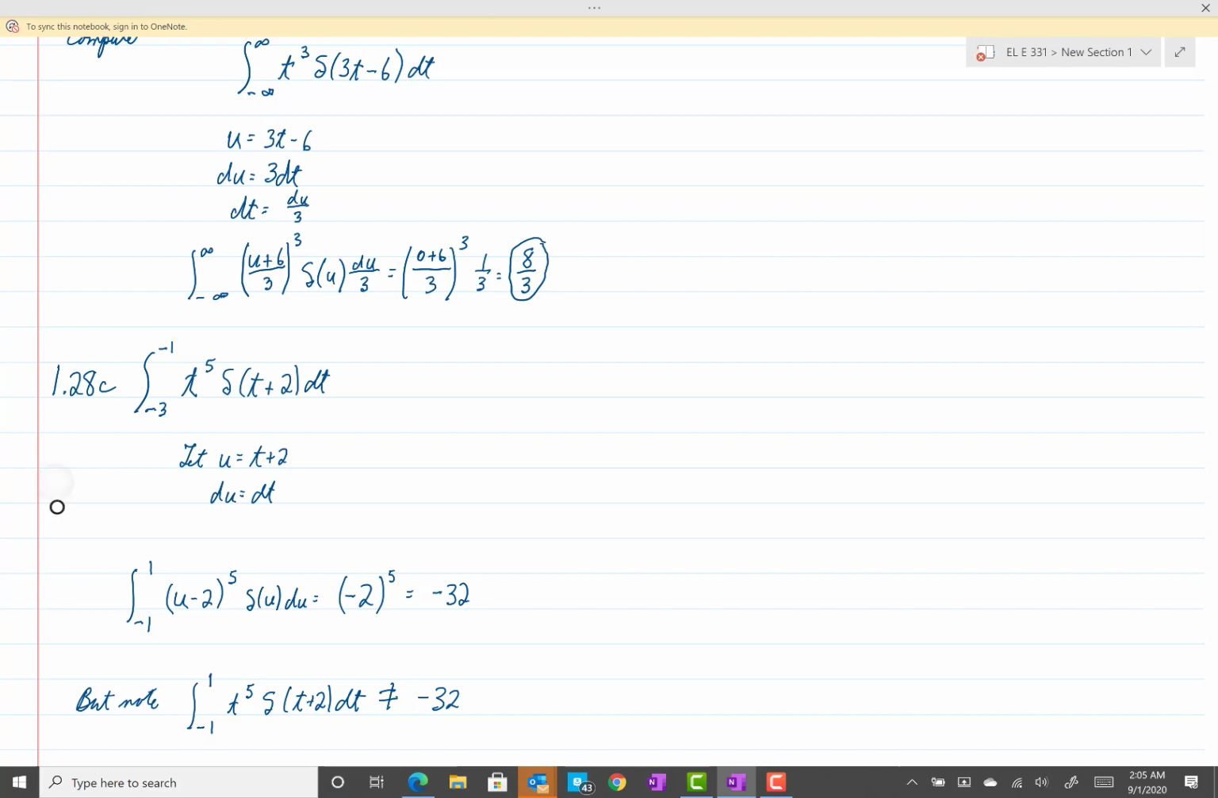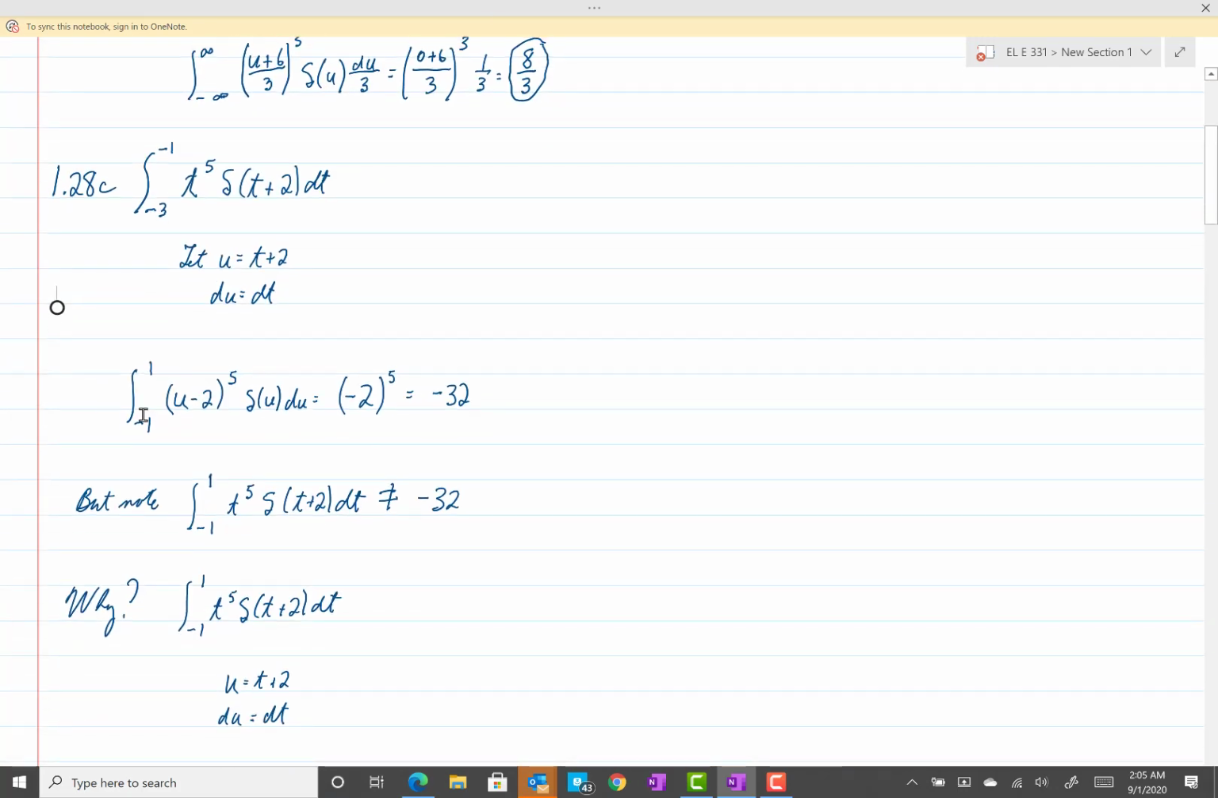But note here that if our original integral had been this, if we had been asked to find the integral from -1 to 1 of t to the 5th delta of t plus 2 dt, so that's exactly the same integral as up here, but the limits are a little bit different, well then that would not have been equal to -32. And let's see if we can understand why.